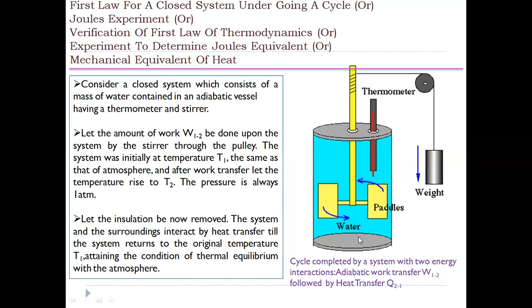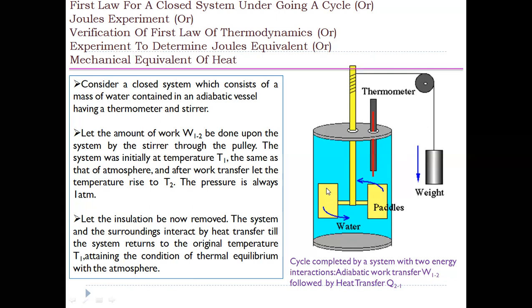So this vessel is taken as a closed system. So if it contains a mass of water here, and for example, at the starting point, we will insulate this one. Insulating this means there is no heat transfer between the vessel, the closed system, and the surroundings. So if you insulate this one, there will be no heat transfer.